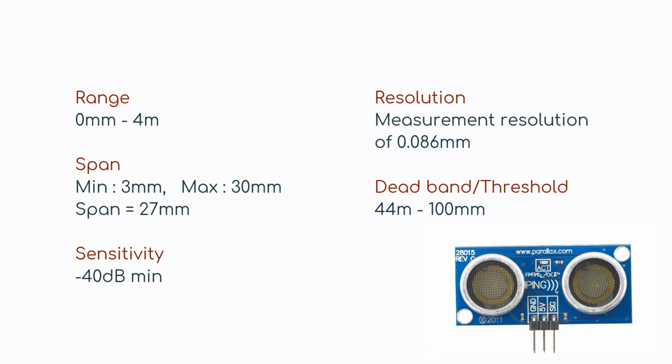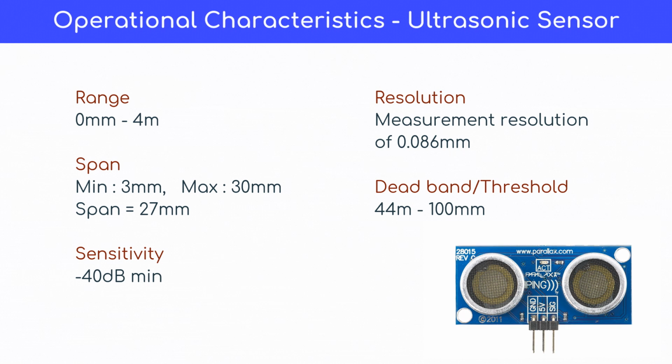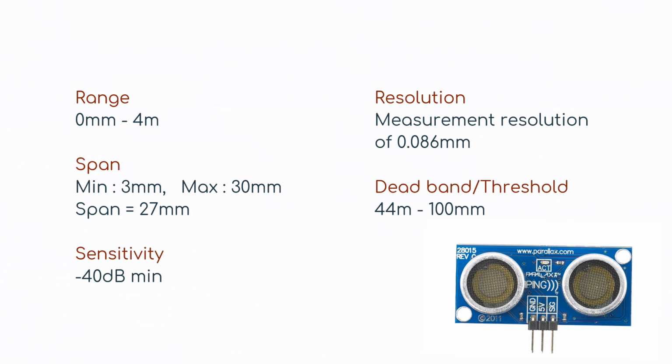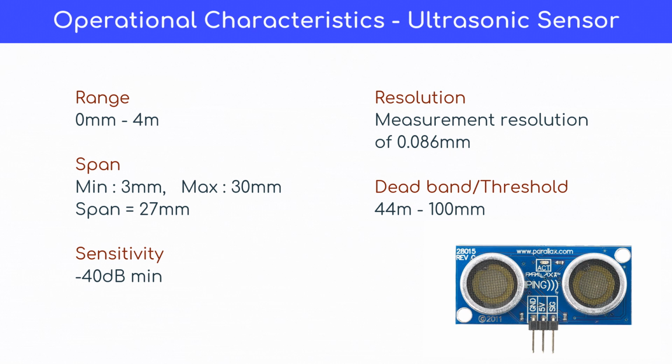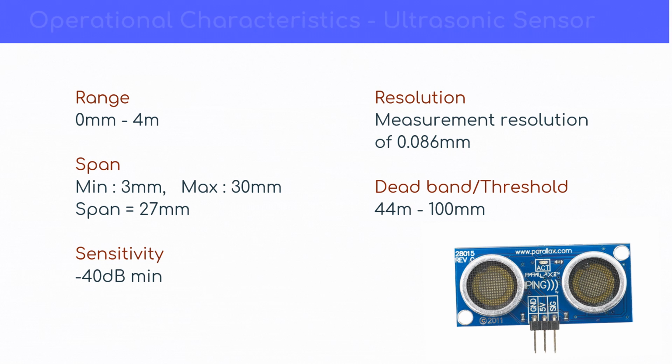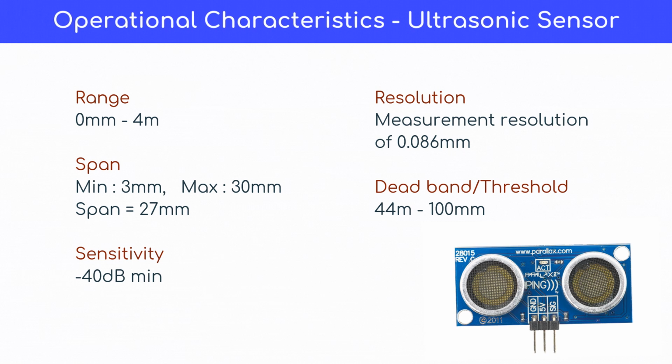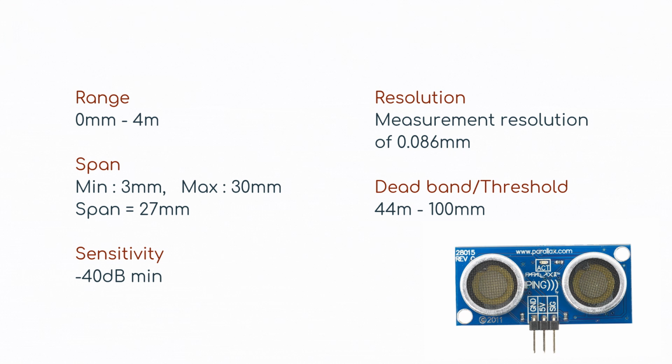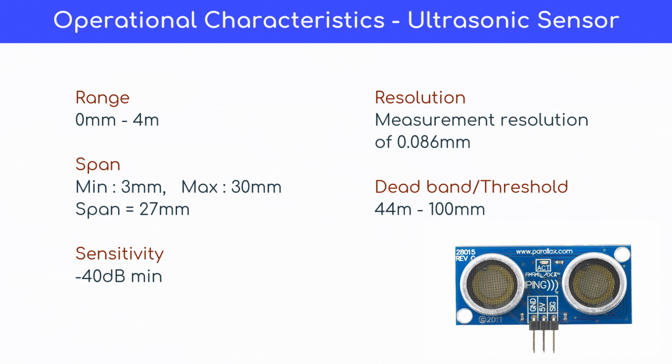The measured output signal is between 3 mm and 30 mm. To measure the span of this sensor, the smallest value, 3 mm, is subtracted from the biggest value. Hence, it has a span of 27 meters. Next, sensitivity. For the usage of a parking sensor, minimum negative 40 dB is suggested. For resolution, it has a measurement of 0.086 mm. Last but not least, it has a deadband distance of 44 mm to 100 mm.